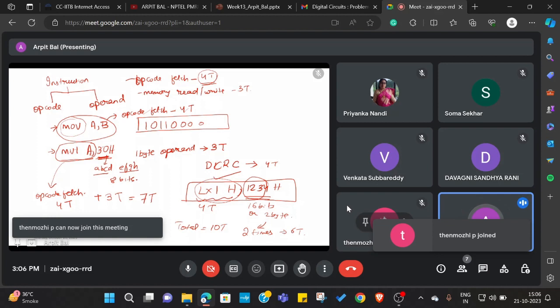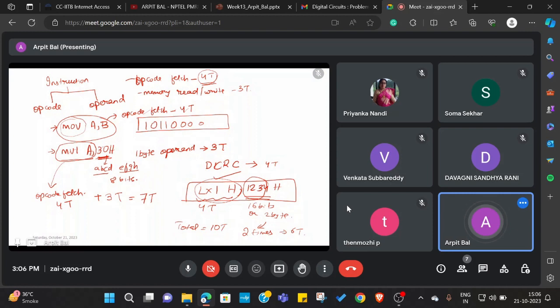My name is Arpit, and I'm a PhD scholar from IIT Bombay, and I'm a TA for this course. So far from week 1 to week 12 we have covered introduction to number systems, floating point representation, logic gates, sequential logic, combinational circuits, semiconductor memories, hardware description languages, and 8085. Okay, so let us start today's revision session, and if anyone has any doubt, then they can let me know.